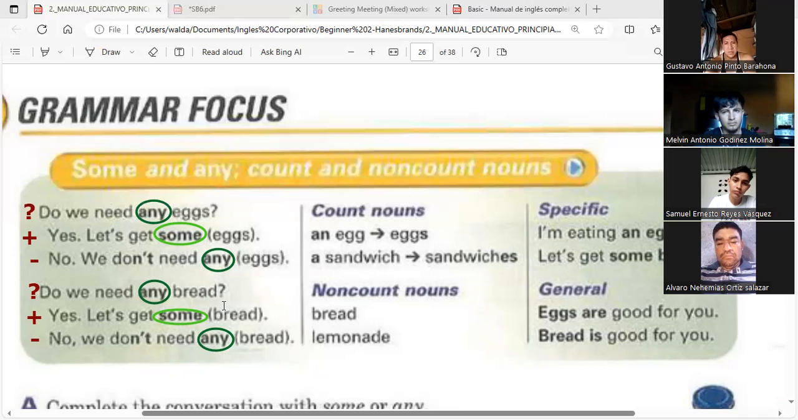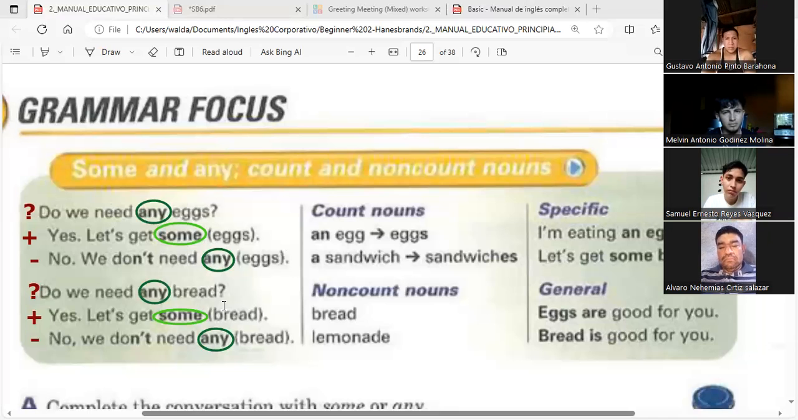Any questions? What does it mean, some? Some, we use for affirmative answers. It's like when you say in Spanish, sí, vamos por algunos, vamos por algo. Algunos. Yeah, in this case, yes.